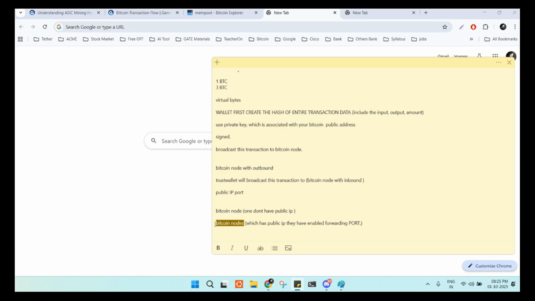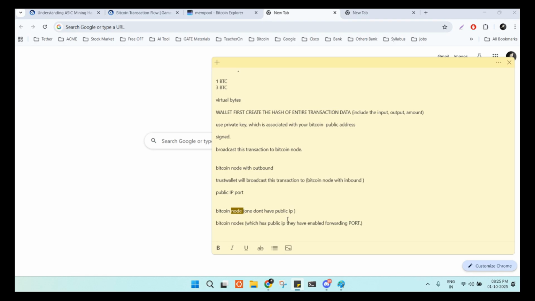So what is the use of the Bitcoin nodes that don't have a public IP? Once they receive a transaction, they will also forward it. Everyone will be receiving it because there is a relay process. But the initiation you have to do from somewhere, because if we have Trust Wallet on our mobile phone, we cannot run the whole Bitcoin node on our mobile phone.